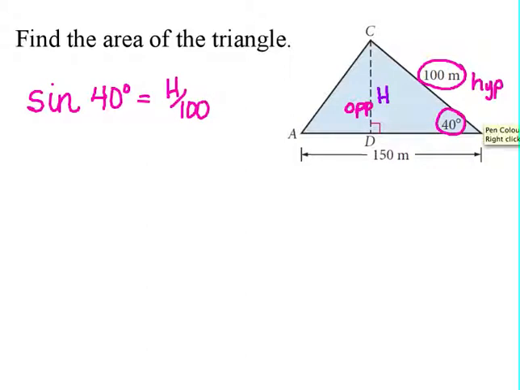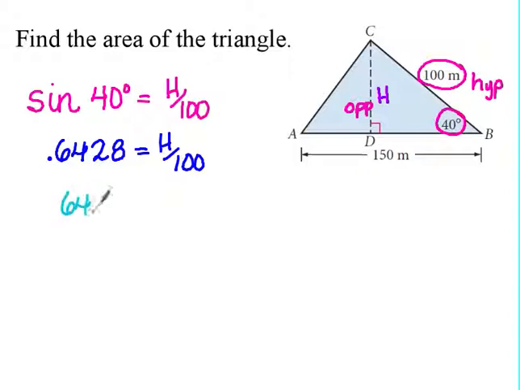What is the sine of 40, guys? 0.6428. And that's going to equal H over 100. Now I need to solve that for H, so I need to multiply both sides by 100. And what do I get? 64.28. And that's going to equal my height.